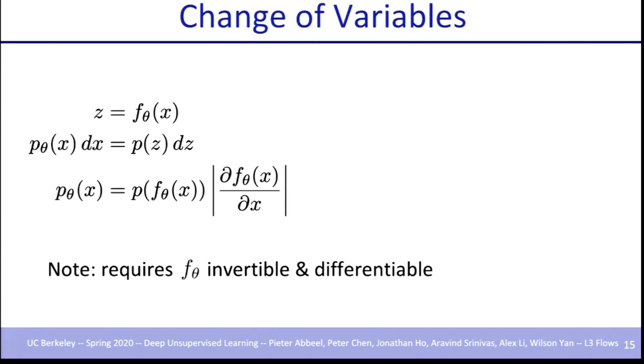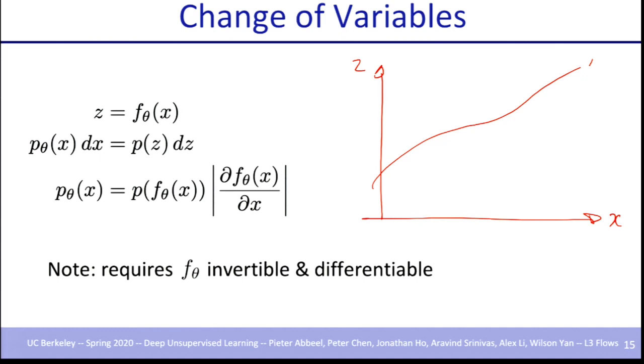So let's say we have two variables, x and z. Let's put x over here. Let's put z over here. And we have a function, f theta of x, that turns x into z. So this x over here will end up over here in z. And we're trying to figure out, if we have a distribution over x, what distribution does it induce over z? So imagine a distribution over x that might be, I don't know, oops, where'd it go?